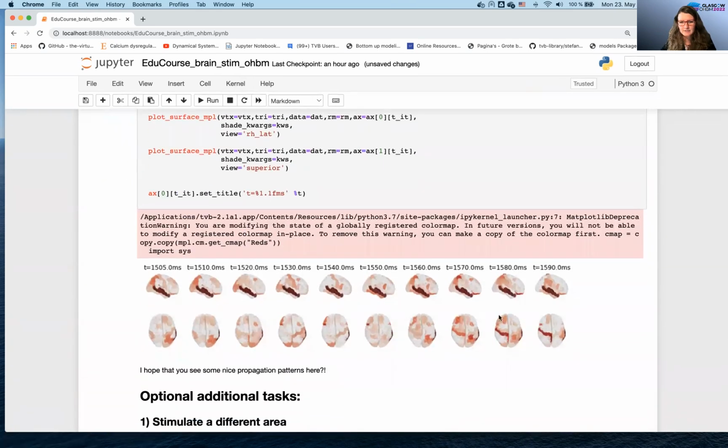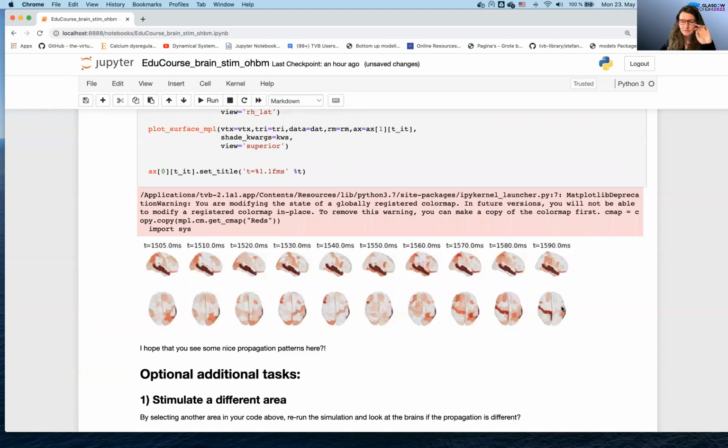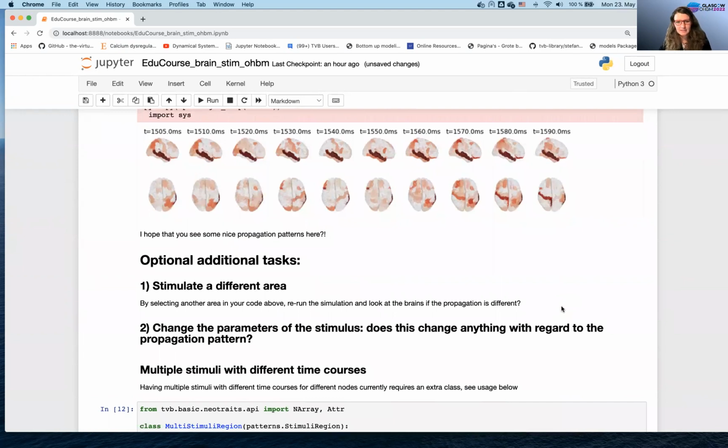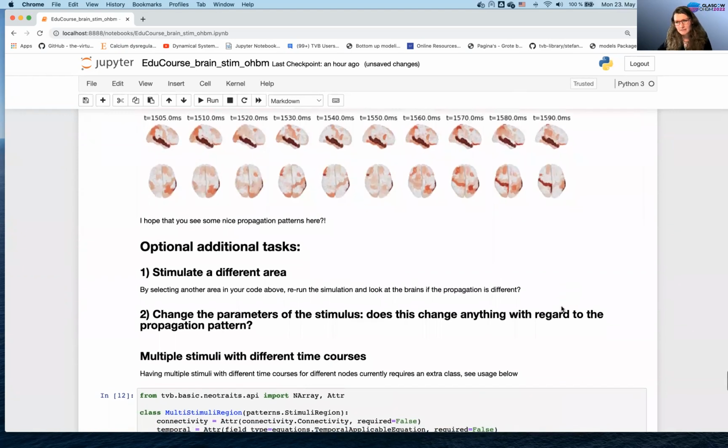And here, as you can see, I've chosen an area in the temporal lobe, and it propagates from the right hemisphere all the way to the left hemisphere as well. So it has a huge influence on the whole brain activity. You can play with that, test out different regions, test out your favorite regions, et cetera. Or you can change the parameters of the stimulus and see if that changes anything in our pattern.